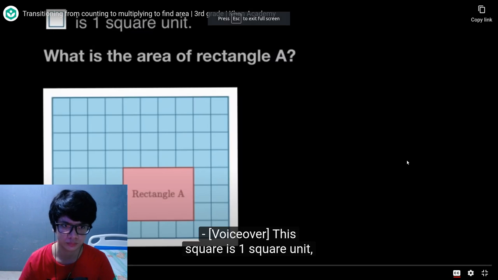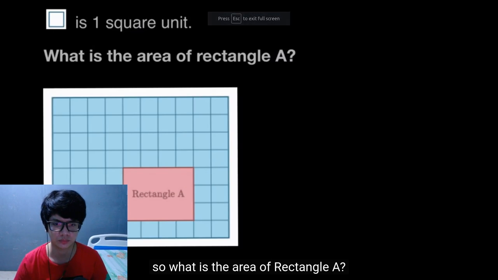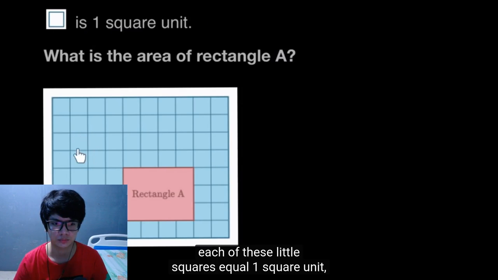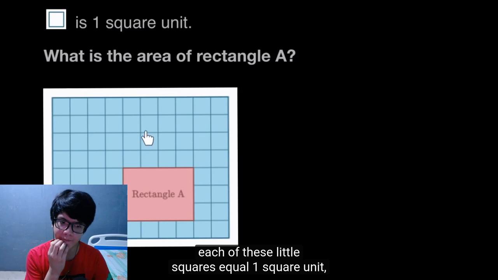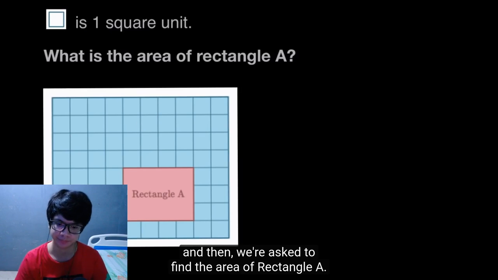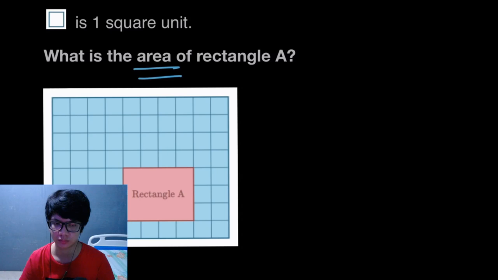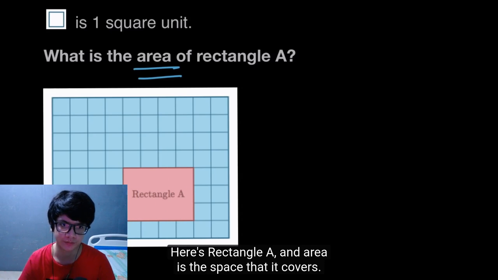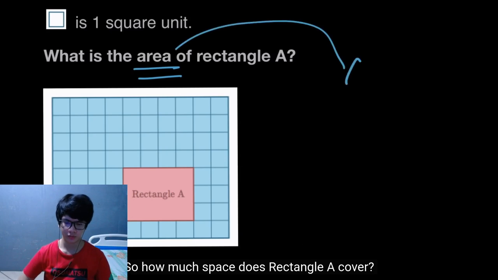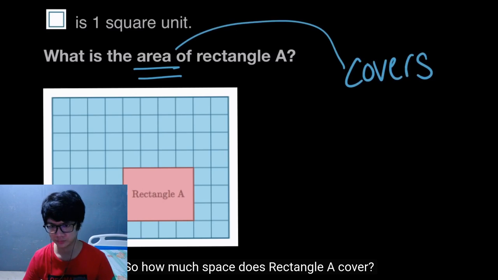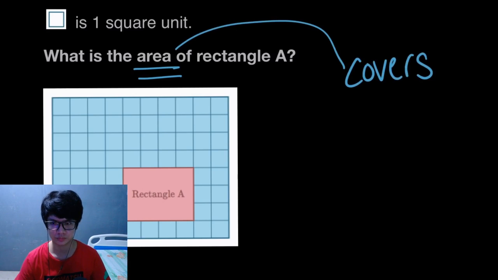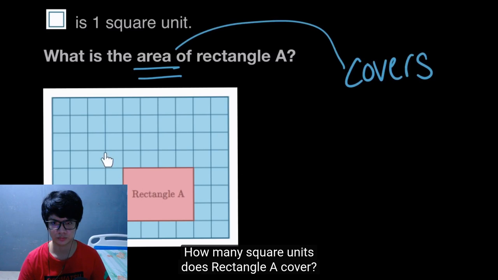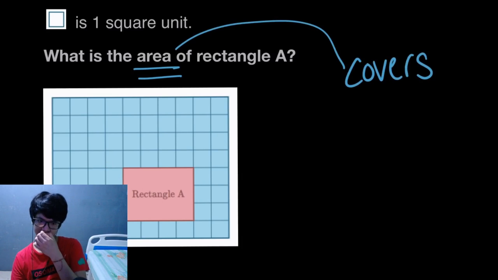This square is one square unit, so what is the area of rectangle A? The first thing we're told is that each of these little squares equal one square unit. And then we're asked to find the area of rectangle A. Here's rectangle A, and area is the space that it covers. So how much space does rectangle A cover? How many square units does rectangle A cover?